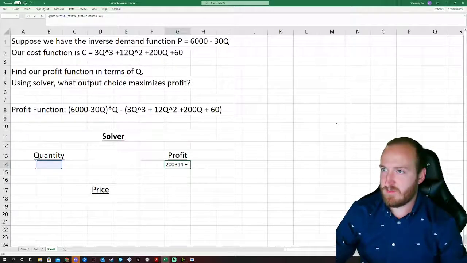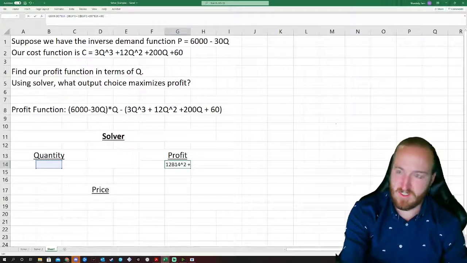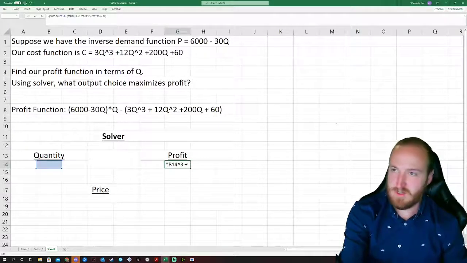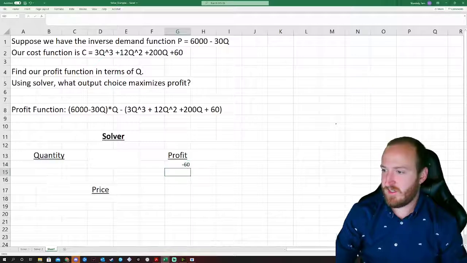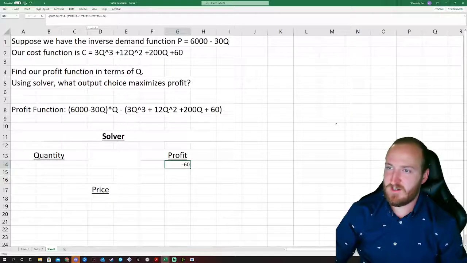And we'll need times in between all of these as well, so Excel doesn't get confused by what 12B14 actually is. We'll have 3 times B14 cubed plus 12 times B14 squared plus 200 times B14 plus 60. And this should give us, it gives us negative 60 because our fixed cost is 60.